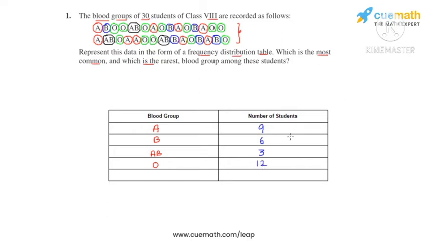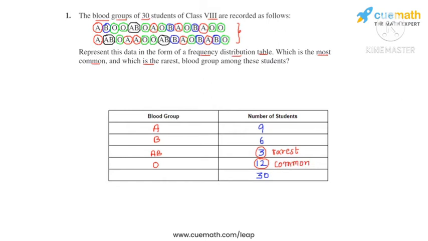So now if we sum these numbers, we get a total of 30, which tells us that we have not missed any of the students. From the given table now, it will be easy for us to find out which is the rarest blood group and which is the most common blood group. So we can see that blood group AB is the rarest, whereas the blood group O is the most common blood group.